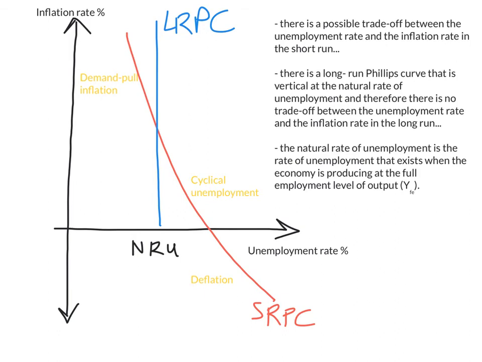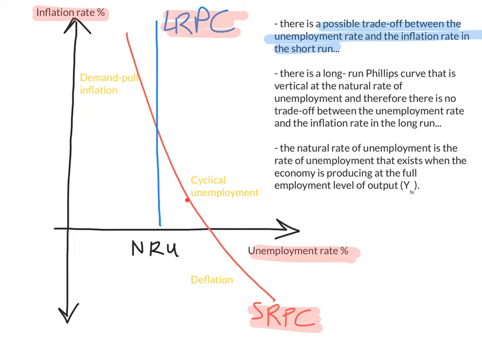So basically, the Phillips curve is a curve that illustrates the relationship between the inflation rate on the y-axis and the unemployment rate on the x-axis. There are two Phillips curves: the short-run Phillips curve and the long-run Phillips curve. The Phillips curve shows that there is a possible trade-off between the unemployment rate and the inflation rate in the short run. As you can see on this short-run Phillips curve, the SRPC, when there is demand pull inflation, the inflation rate is quite high, but the unemployment rate is quite low.